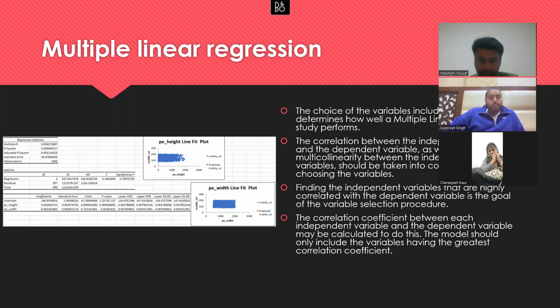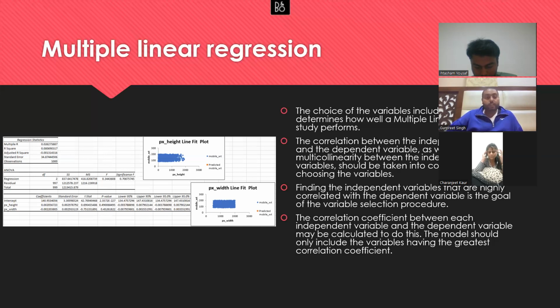Check to see if the independent variables are multicollinear. The variance inflation factors (VIF) for each independent variable may be calculated to do this. The VIF for each independent variable should be less than 10. The variable should be taken out of the model if the VIF is higher than 10. After choosing the variables, the multiple linear regression model was constructed.